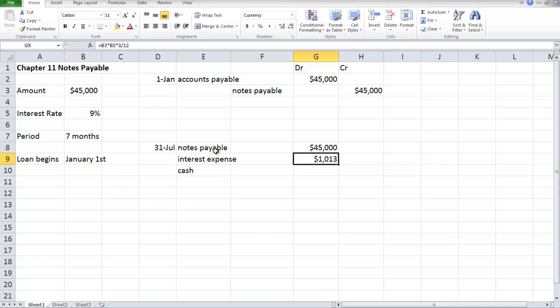So we want to take the amount, $45,000, times the interest rate, times 7/12 for 7 months, and the grand total of the interest is $2,363. And then we want to credit cash, which in this case will be the same exact amount as previously, $47,363. So in this case, one, we don't have the end of the year accrual to make, and two, we're exchanging an accounts payable for a notes payable. And that's the end of the second example for calculating a notes payable.